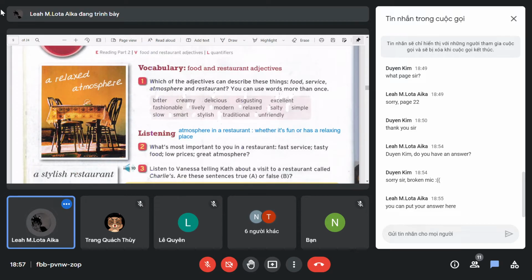So you can just put here maybe the letter of each given word. And then number one again, these are the following adjectives, whether it's food, service, atmosphere, or restaurant. So we have here the first word, which is bitter. Bitter, this one is food. You can just put down the first letter. Are you familiar with the words here?